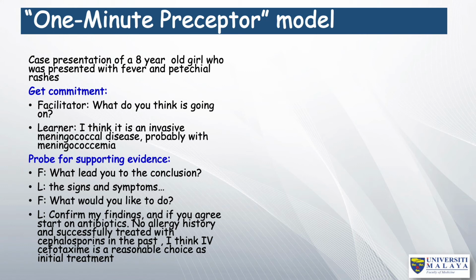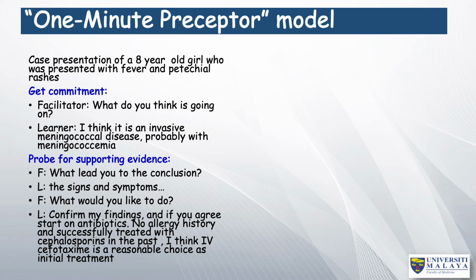"I would like to confirm my findings, and if you agree, start on antibiotics. No allergy history, and successfully treated with cephalosporins in the past. So I think IV cefotaxime is a reasonable choice as an initial treatment." So these two steps of getting commitment and supporting evidence make you aware how well prepared this trainee is. You identified the needs of the trainee. Here the need of the trainee is only for you to reconfirm whatever he has done. You can understand this trainee is quite well learned.